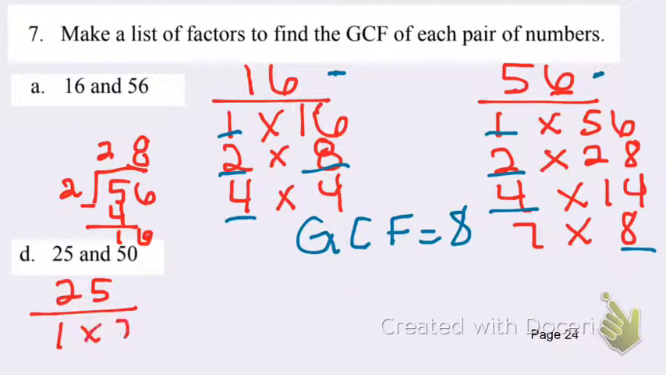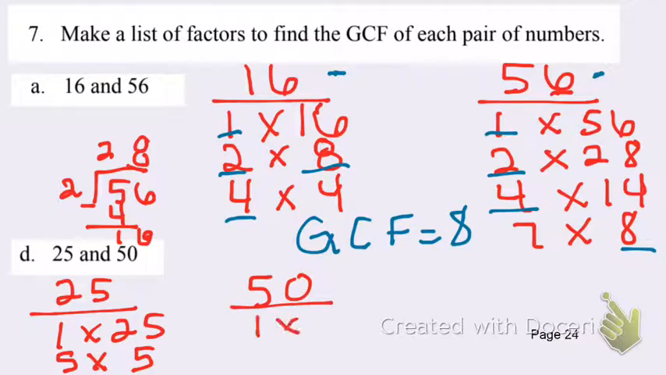1 times 25. And the only other one is 5 times 5 gives us 25. 6 doesn't go into it, 7 doesn't go into it, 8 doesn't go into it, 9 doesn't go into it, 10 doesn't go into it. Let's move on to 50. 1 multiplied by 50, 2 multiplied by 25, and 5 times 10. All right, so we're figuring out what the GCF equals.